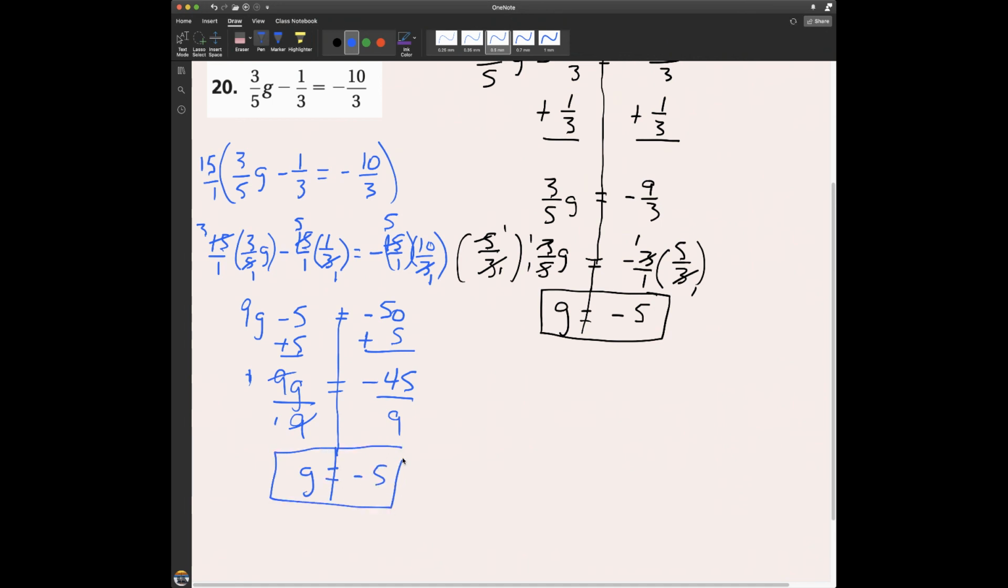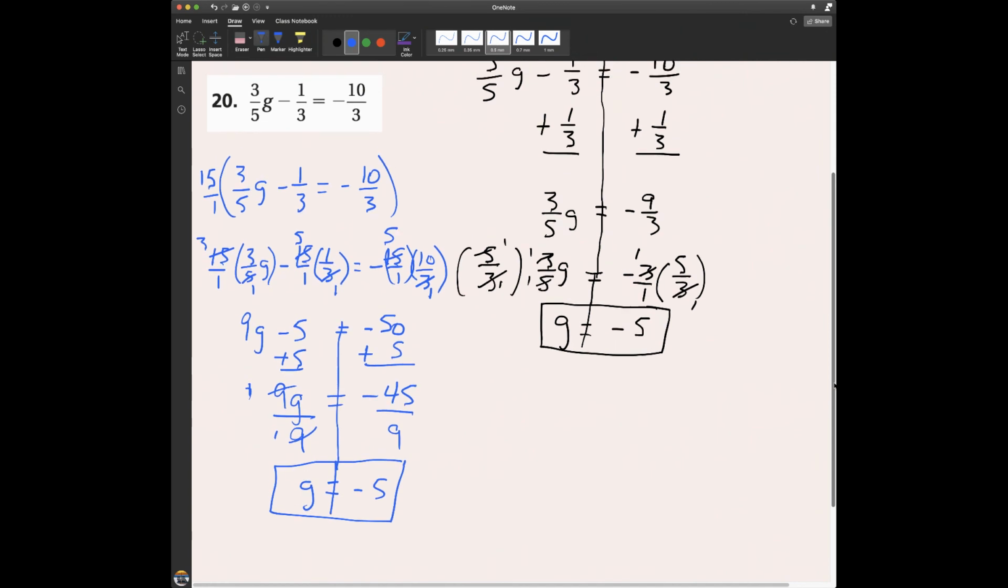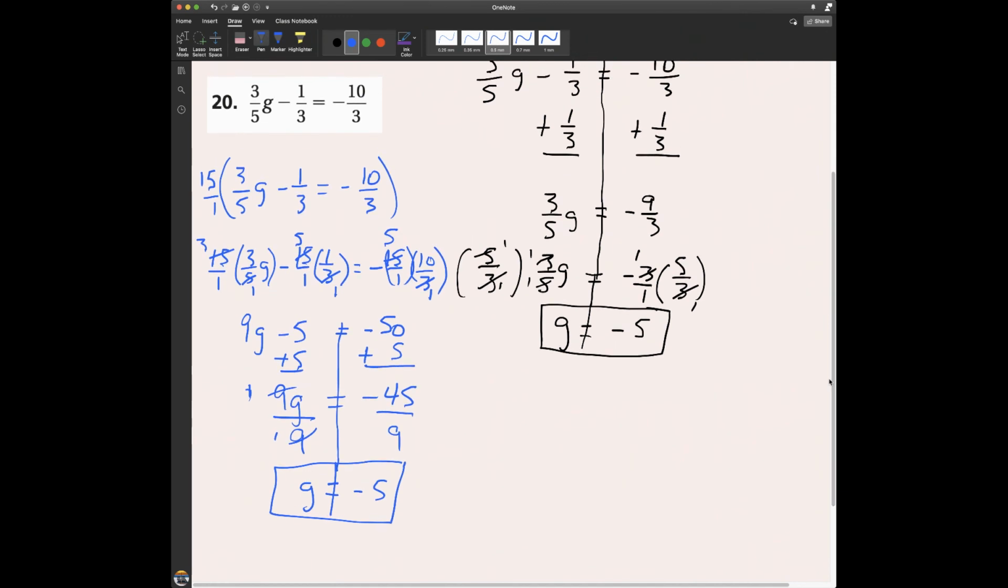So I just do this to point out that there's more than one way to solve some of these equations. Don't be afraid to try new ways, but just make sure you show your work and make sure it makes sense, and make sure you're using the properties that we've learned.